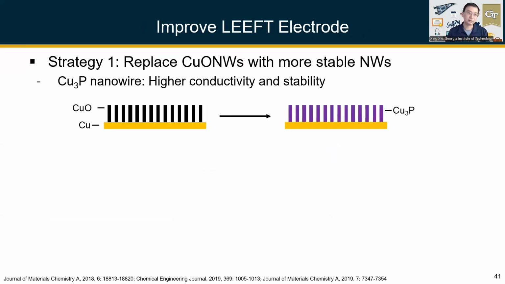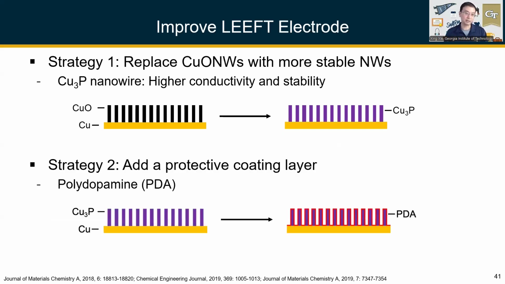We've been trying 2 strategies to improve the stability or robustness of the electrode. The first strategy is to replace the material with more stable nanowire materials. For example, we replace copper oxide with copper phosphide, which is much more stable, much more conducting, and also more electrochemically stable. And the second strategy is to apply a protective coating layer on the surface. For example, we have applied a polydopamine, PDA, coating layer.